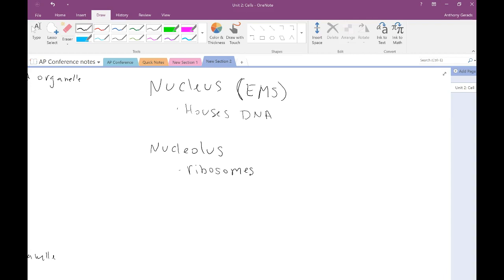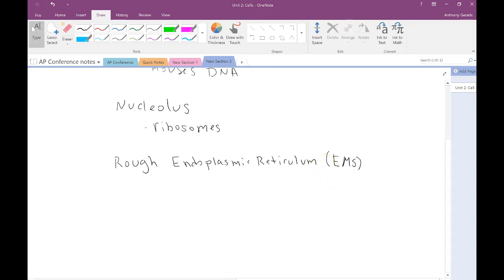Now I'm just moving outwards. Now I'm going to go to rough endoplasmic reticulum. I'm just going to write ER for smooth. It is also part of the EMS, the endomembrane system. Because remember, if I leave through the nucleus, through these tiny little holes called pores, they're going to travel directly down to the endoplasmic reticulum. And it is rough. This is going to be like a transport system.